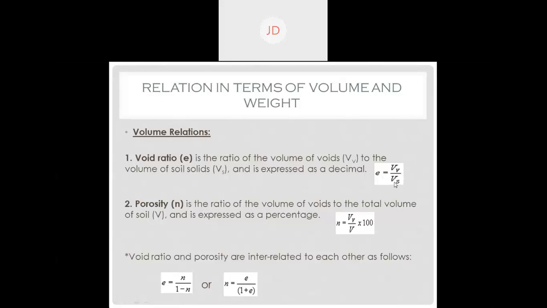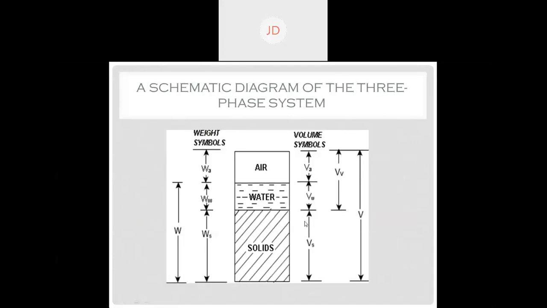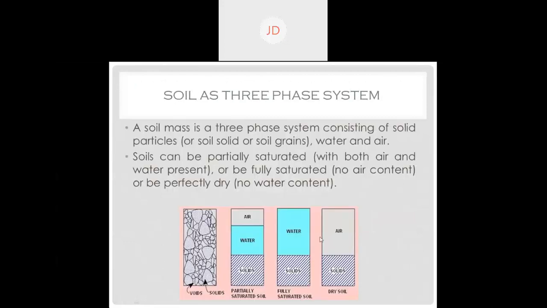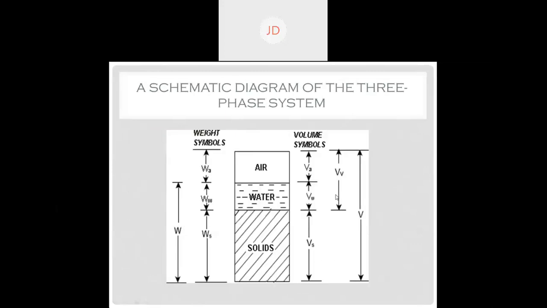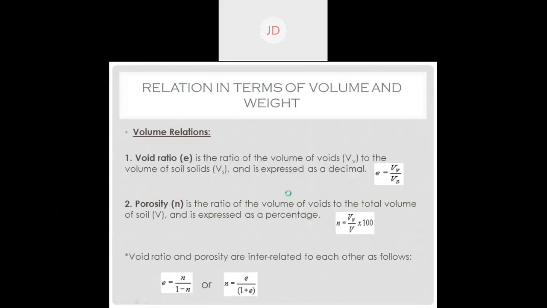And here you can see the symbol. The representation is small e is equal to Vv by Vs. Just remember it is the ratio of volume of voids, Vv, divided by volume of solid, Vs. Now let's go back to the diagram. From this diagram also you can find out the same void ratio. Now what do we mean by void ratio? Vv by Vs. Now where is Vv? This is Vv. Vv means volume of voids.